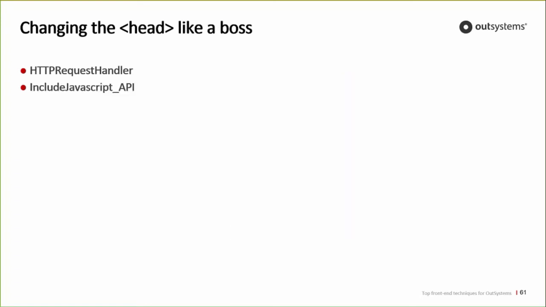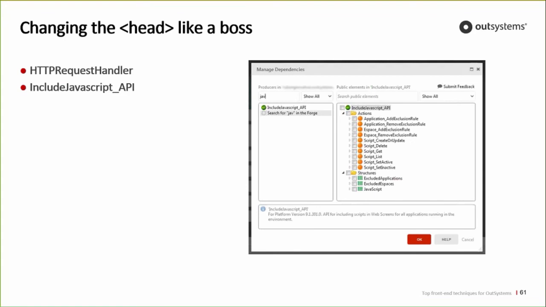Another hidden jewel of the platform is the include JavaScript API. This extension might look similar to what we just spoke about with the HTTP request handler, with the difference that it enables us to add a script that will be added to every page on a specific group of applications or modules. For that, the only thing that you need to do is to create the rules, so add exclusion rules for the modules that you don't want this script to be applied to. But other than that, you can add one script, and this script will be added to the platform in every page, in every application.